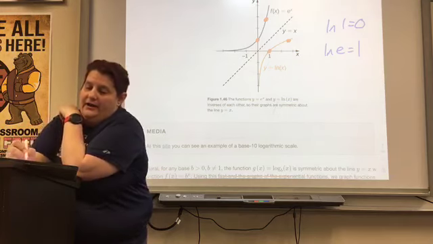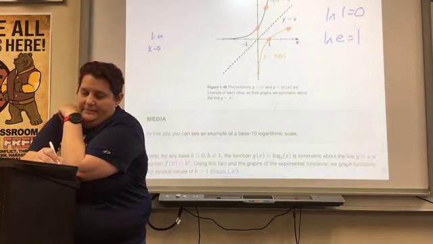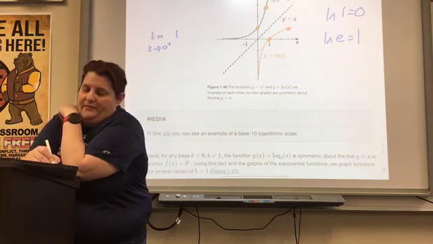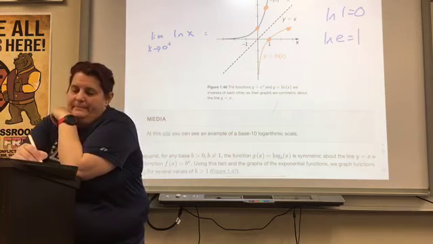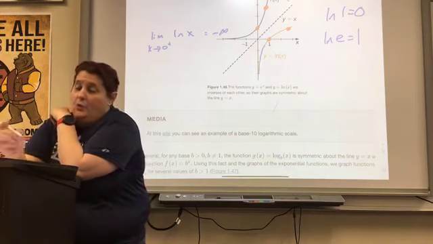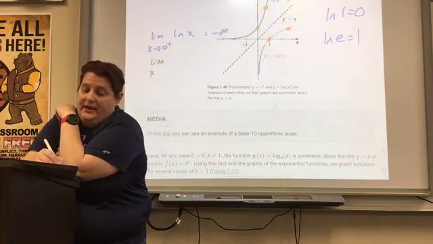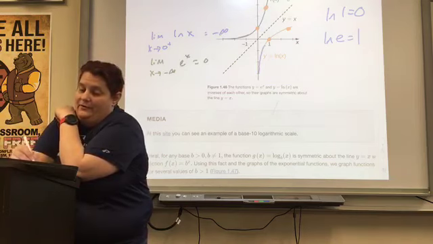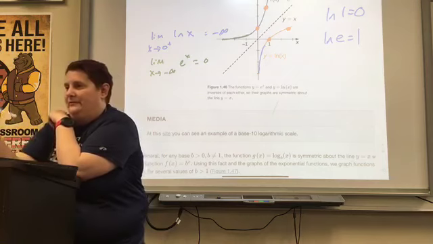However, I got a question for you. What's the limit as x approaches 0 from the right of ln of x? Negative infinity, because of inverses. The limit as x approaches negative infinity of e to the x is 0. So that's going to 0 as it approaches negative infinity, and this is going to negative infinity as it approaches 0.